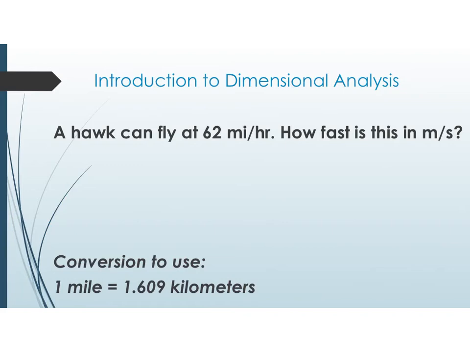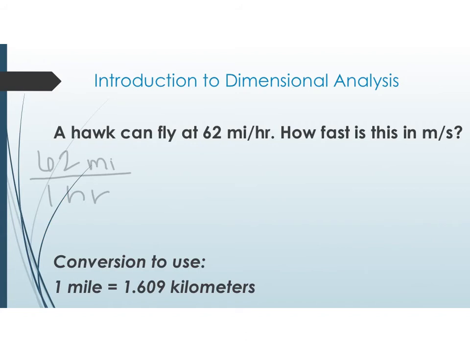Okay, so let's see how we did. So we have a given here that's 62 miles per hour. So I'm going to go ahead and write that. 62 miles over 1 hour. And I need to go from miles per hour to meters per second. So it's kind of similar to the last one, where we have 2 units that we need to convert to 2 different units. And it doesn't matter which ones I do first.